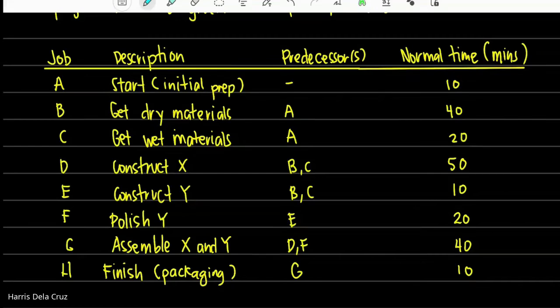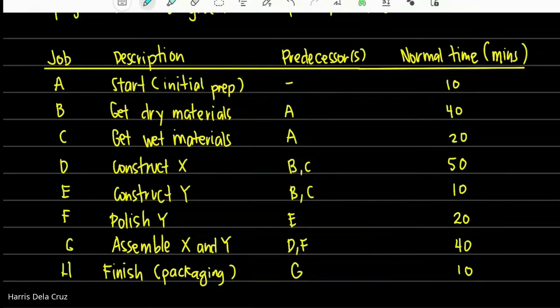Now, job B is get the dry materials. So, of course, job B is dependent on A. Diba? You need to prepare your setup first before you can start the project. Job C is get the wet materials. And it's also dependent on A. So, job B requires 40 minutes while job C requires 20 minutes.